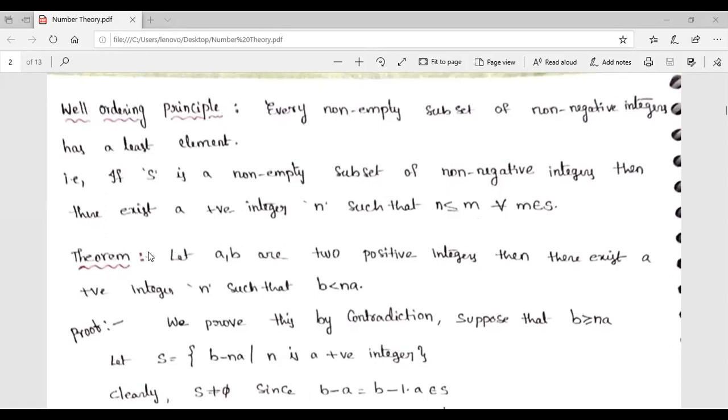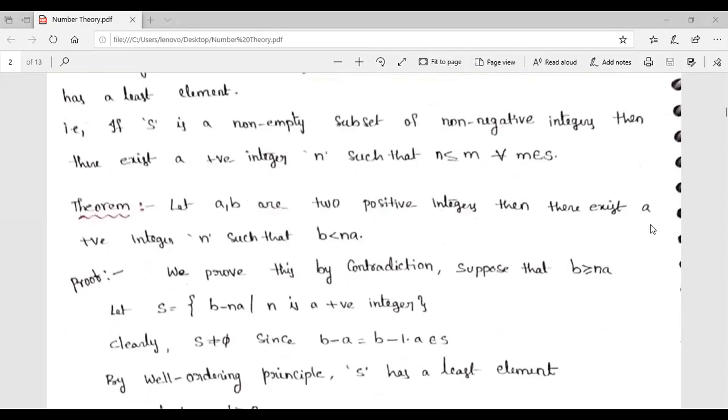Okay. So theorem: let a, b be two positive integers, then there exists a positive integer n such that b less than na. So what is the statement? a, b are two positive integers, then there exists a positive integer n such that b less than na. So it satisfies the condition b less than na, then there exists a positive integer n. Okay. For this statement, we take the contradiction. We prove this by contradiction.